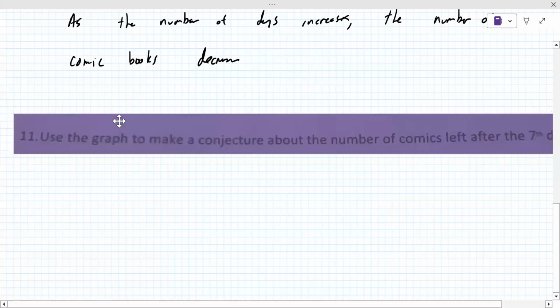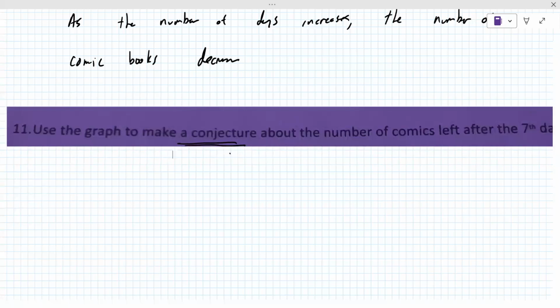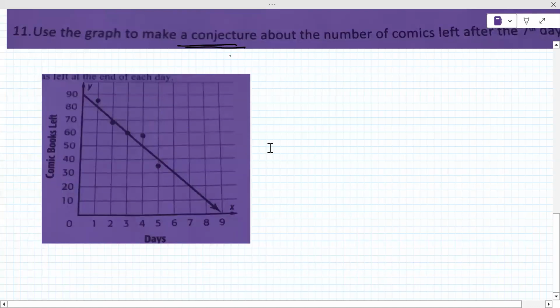Use the graph to make a conjecture about the number of comic books left after the 7th day. So somehow conjecture sounds better than guess. In the engineering world, we used to call it a swag, which I can tell you if you'd like. Basically, they're asking what's going to happen on day 7. How many do you think you will have left?